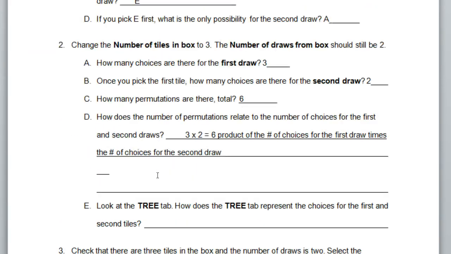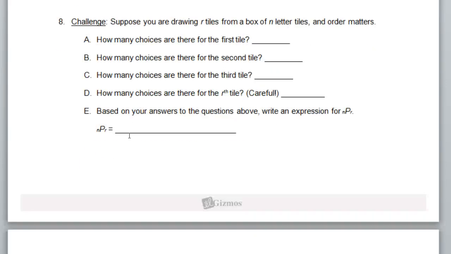Now going back to an earlier draw, when we had 3 tiles in the box and we had 2 draws, there were 3 possibilities for the first draw, 2 possibilities for the second draw, and a total of 6 possibilities. So 3 times 2 is 6. So we multiplied the number of choices for the first draw by the number of choices for the second draw. So with that in mind, now we're going to make the general formula.